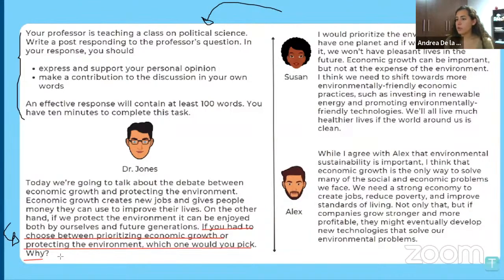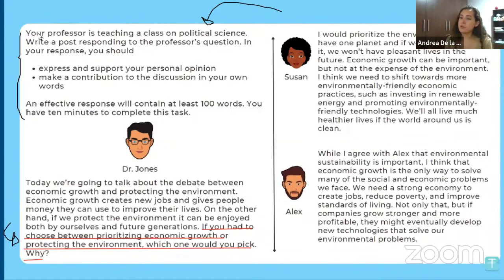That is the question. So this professor on political science is asking that question to his students. You are one of his students. Because if you have to choose between prioritizing economic growth or the environment, what would you choose? You have two options, right? Prioritizing the environment or prioritizing economic growth. The professor has raised that question.